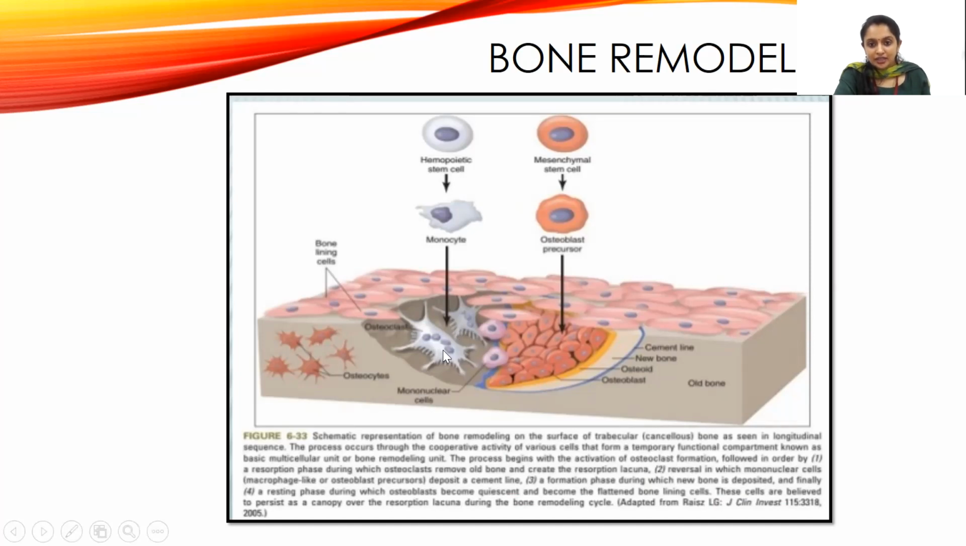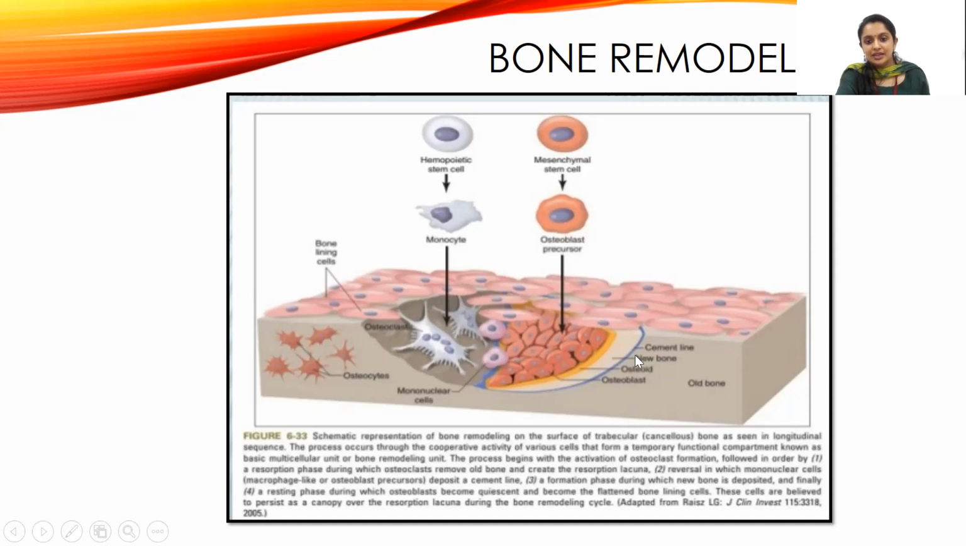Once this is done, a reversal line is formed, in which mononuclear cells, macrophage-like cells or osteoblast precursors, deposit a cemental line. Here you can appreciate the cemental line. The third is the formation phase, where new bone is deposited. The mesenchymal cells convert to osteoblasts, and the osteoblasts deposit bone, and as a result, new bone is forming here.